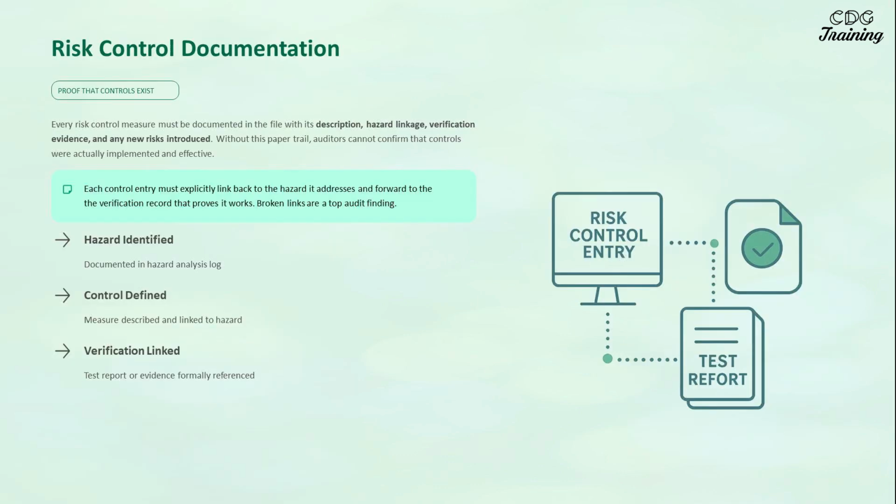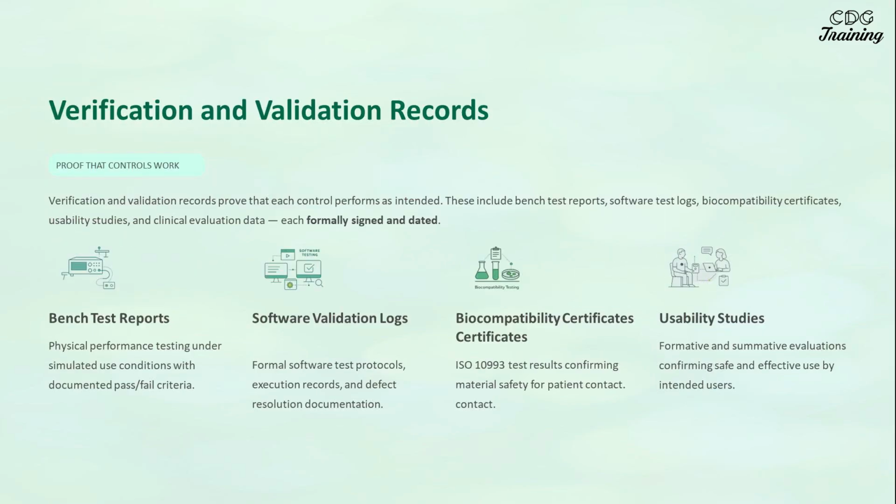Every risk control measure must be documented with its description, hazard linkage, and verification evidence. This ensures that controls are implemented effectively and can be traced back to their origins. Verification and validation records prove that each control performs as intended. They include test reports, software logs, and biocompatibility certificates, all formally signed and dated to ensure compliance.